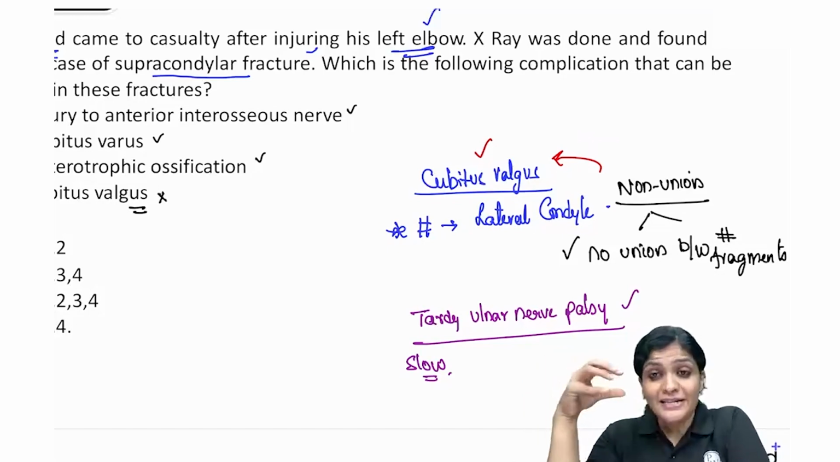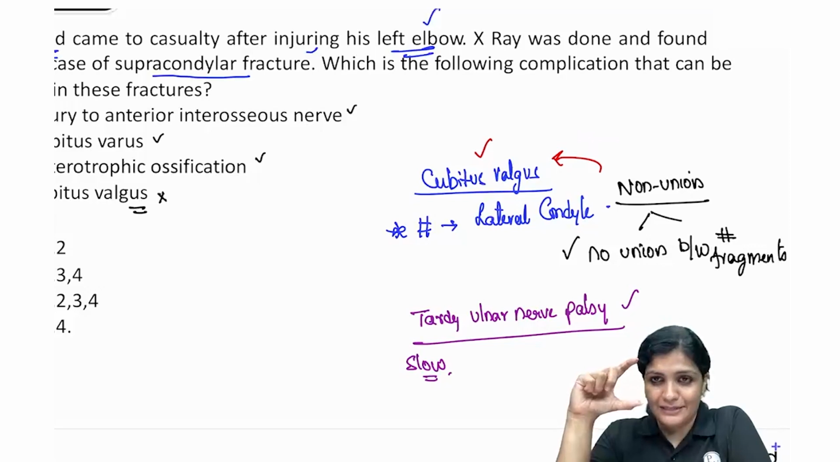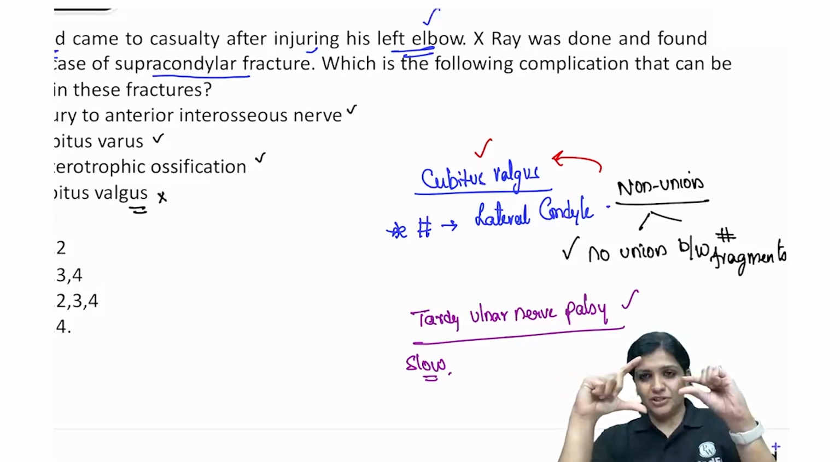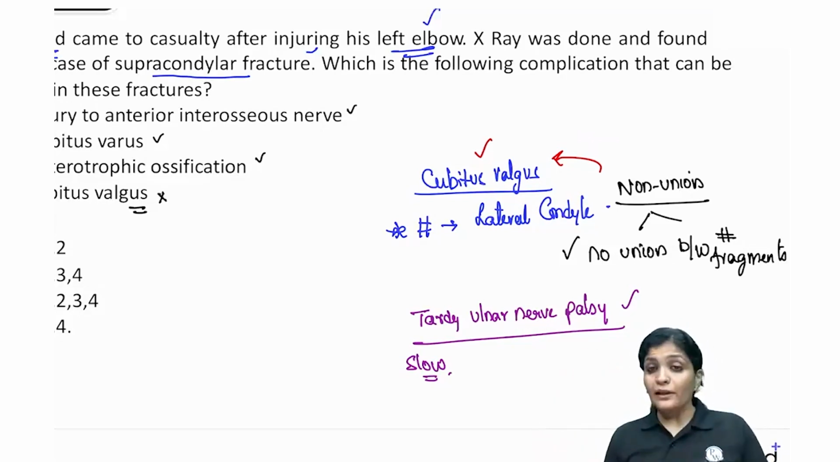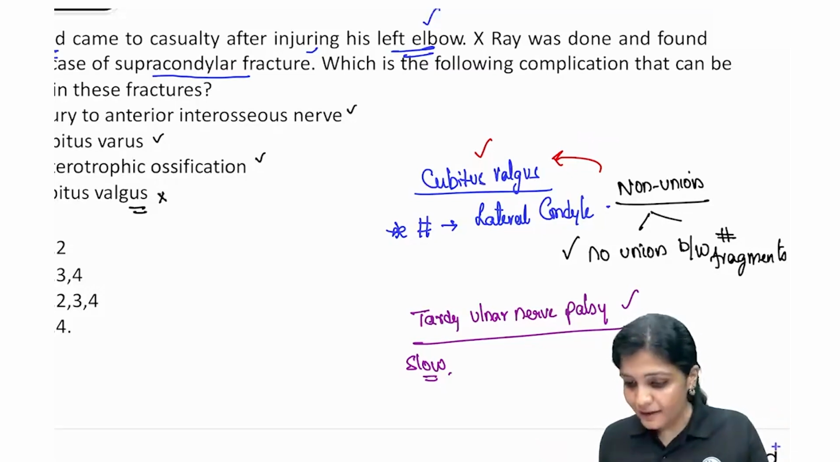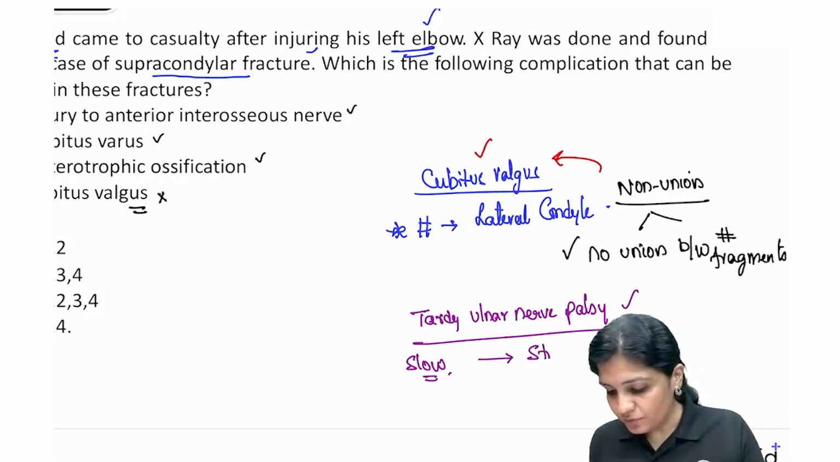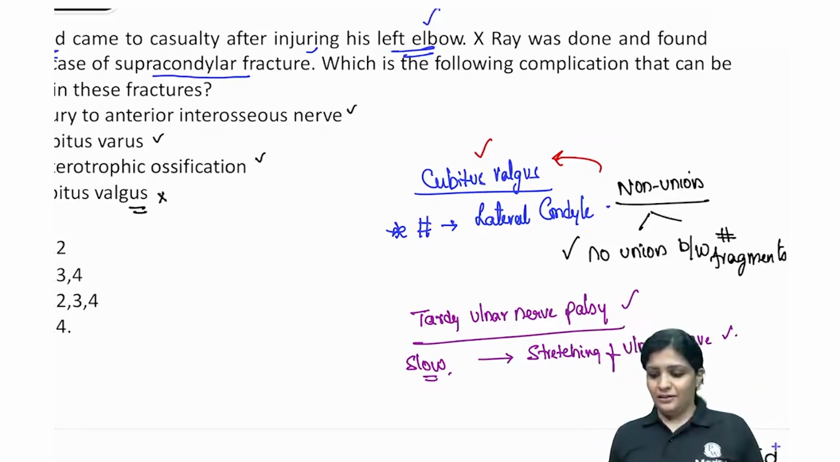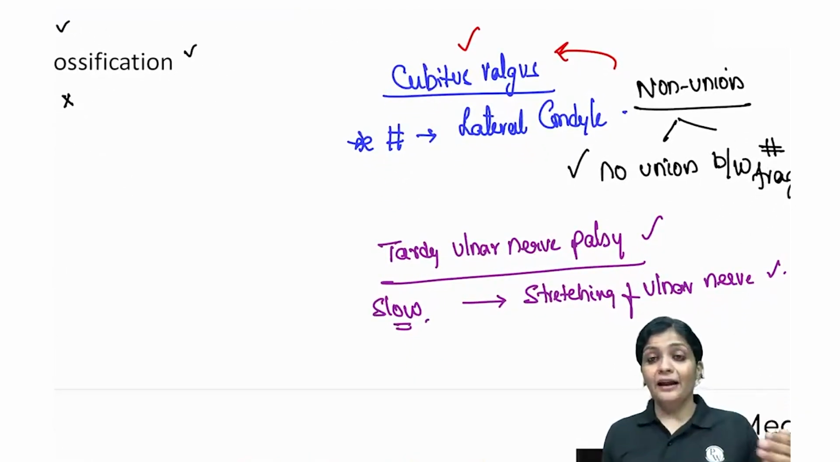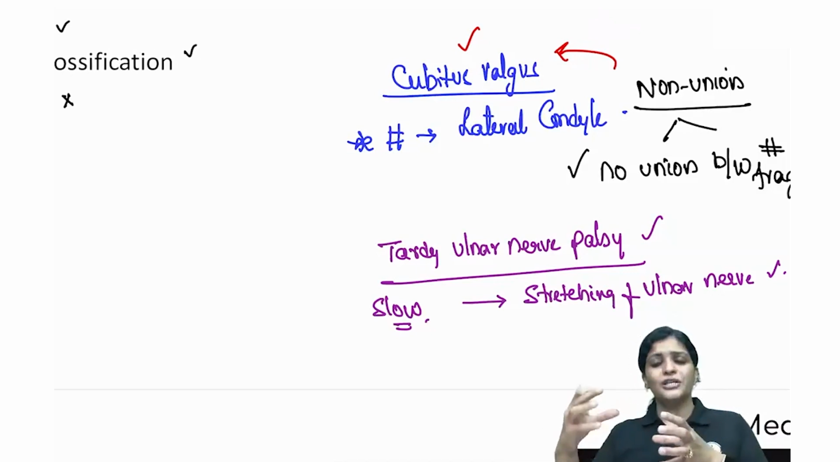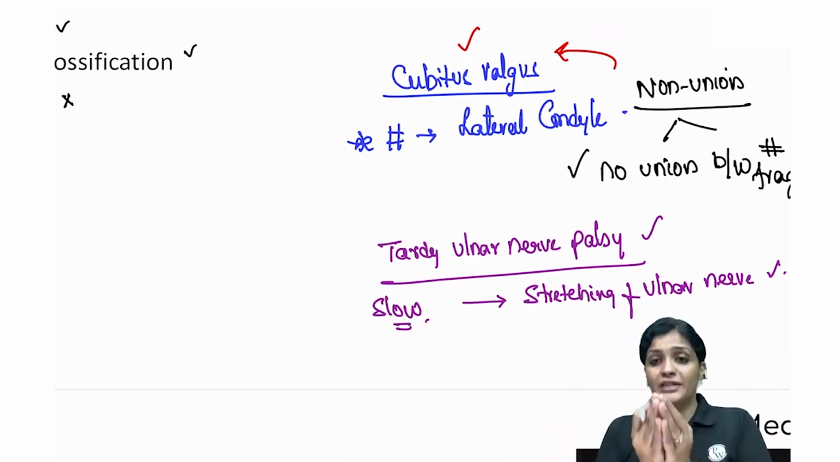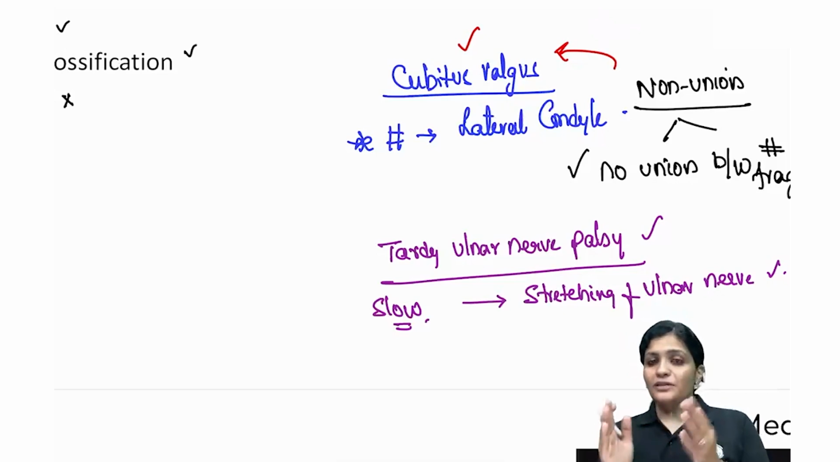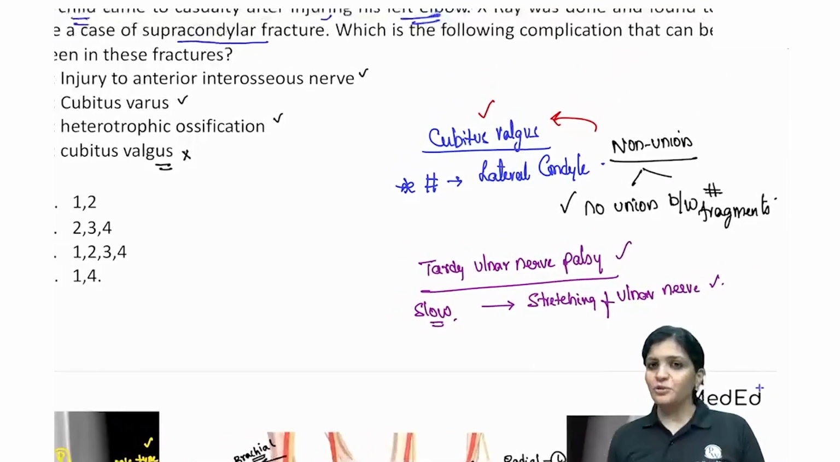on the lateral side there is no union. On the medial side there will be union and it will get increased like this, right? The lateral side is short, the medial side is stretching. That means it is going into valgus. This stretch on the medial condyle will cause stretching of the ulnar nerve. But this is not seen instantly after the fracture. It takes many years, hence it is called tardy ulnar nerve palsy. Whenever there is a slow stretching of this ulnar nerve, there will be damage to the ulnar nerve which will result in palsy.